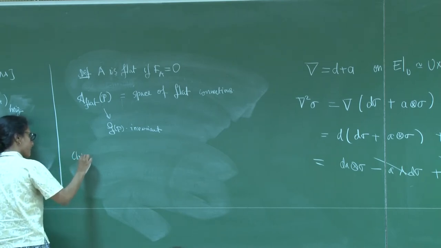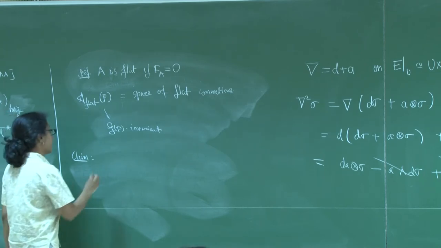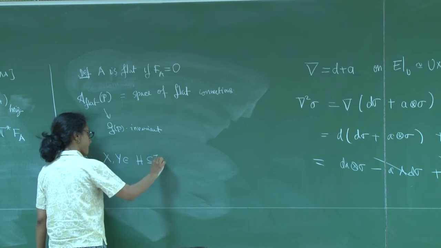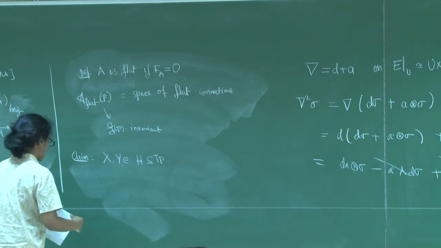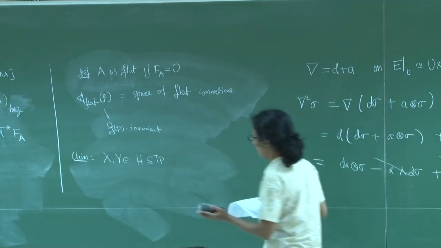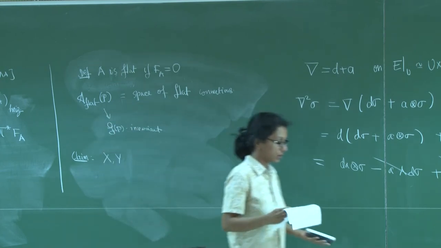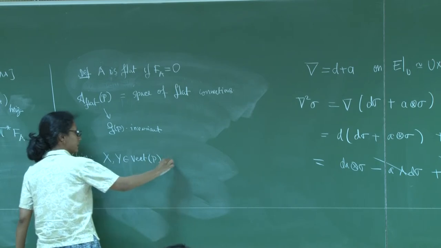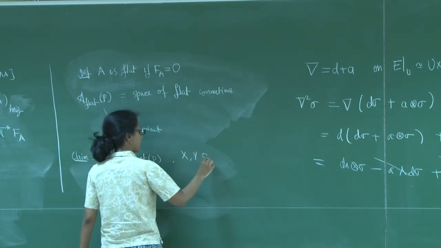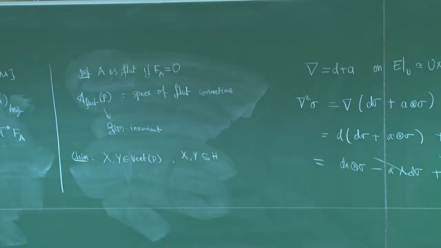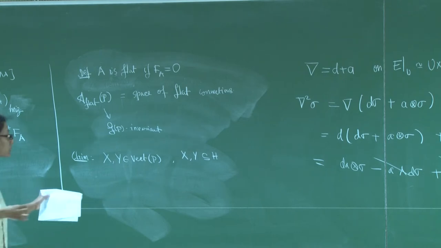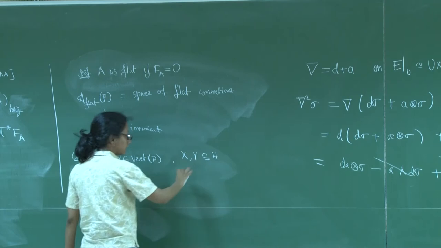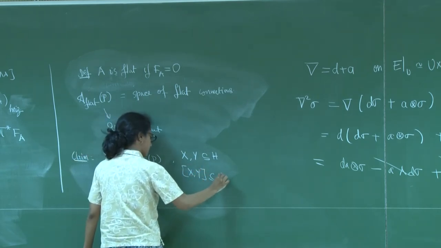The claim is this, continuing to work on a principal bundle here. If you have two horizontal vector fields on P, such that they are in the horizontal subbundle, or you can think of it as sections on P landing in H, then their Lie bracket is also horizontal.